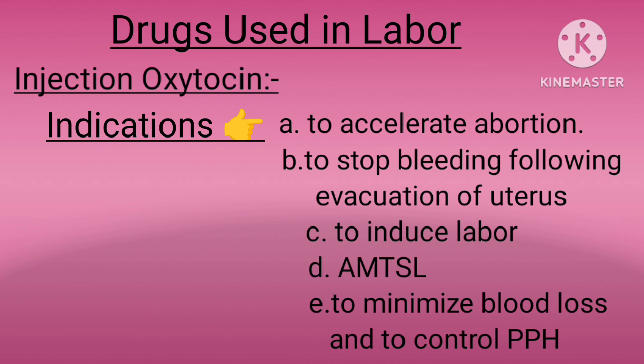That is, we have to administer 10 international units of injection oxytocin as an intramuscular injection to the mother if she is at a health facility, or we have to give misoprostol tablets, that is 600 micrograms orally, 3 tablets. In 1 tablet there is 200 micrograms, if she is at home delivery. Next step is we have to do controlled cord traction, in short CCT.